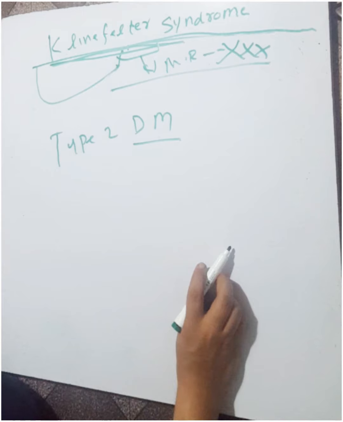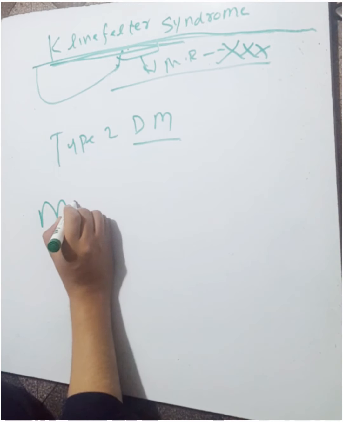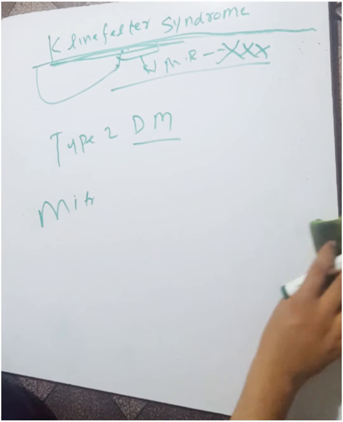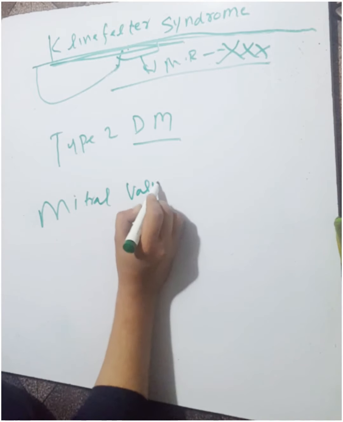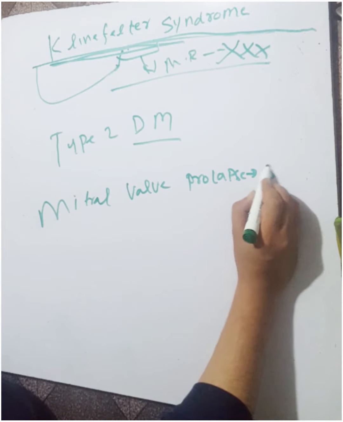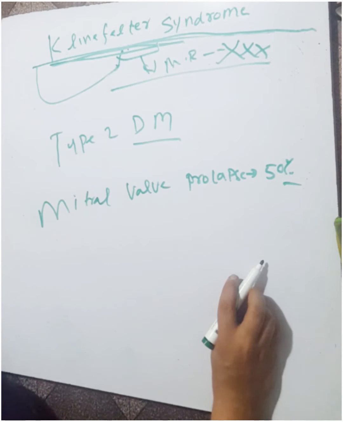In Down syndrome, the patient develops severe cardiovascular disease in 40% of cases, such as ostium primum, atrial septal defect, ventricular septal defects, and other defects. While in Klinefelter syndrome, they present with mitral valve prolapse, seen in about 50% of patients.